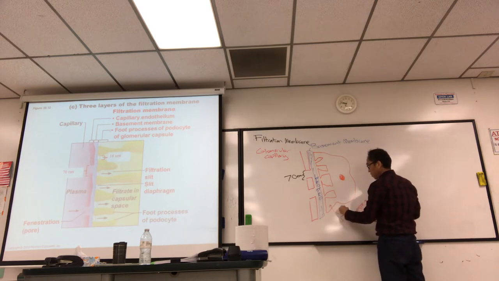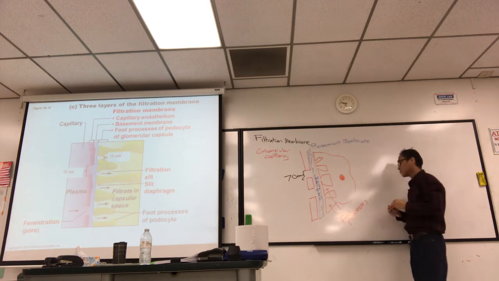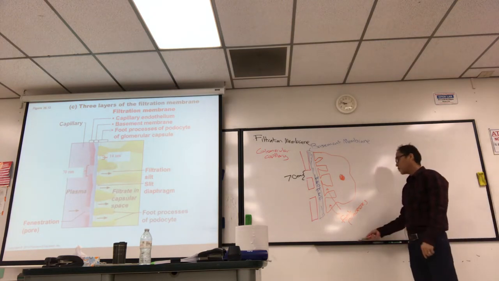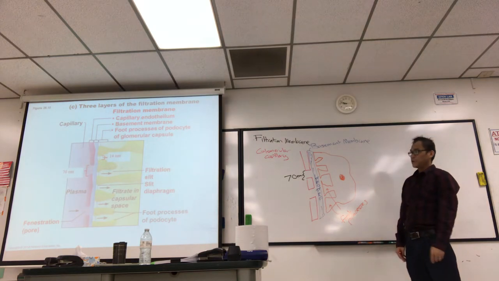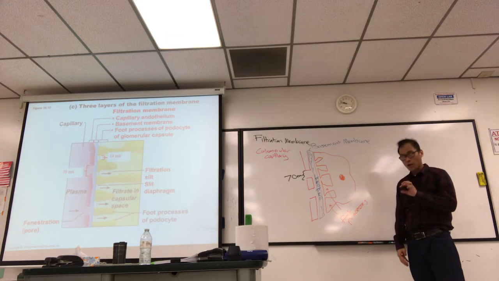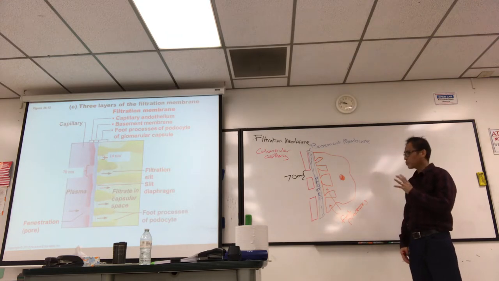Right there. Protein. Connective tissues usually have a lot of proteins and they usually carry a negative charge. And the charge is important because the membrane will determine what can make it through the filter.